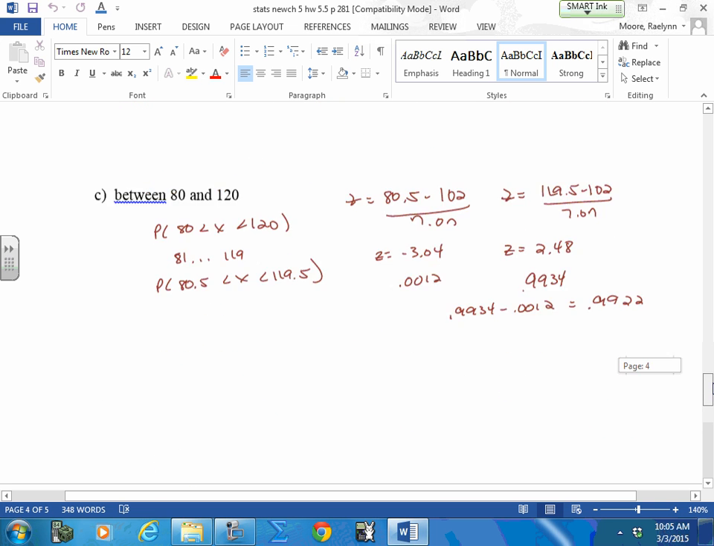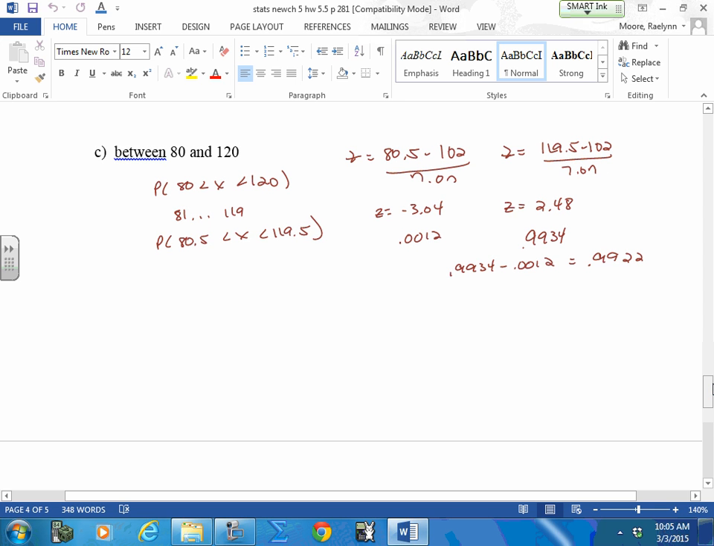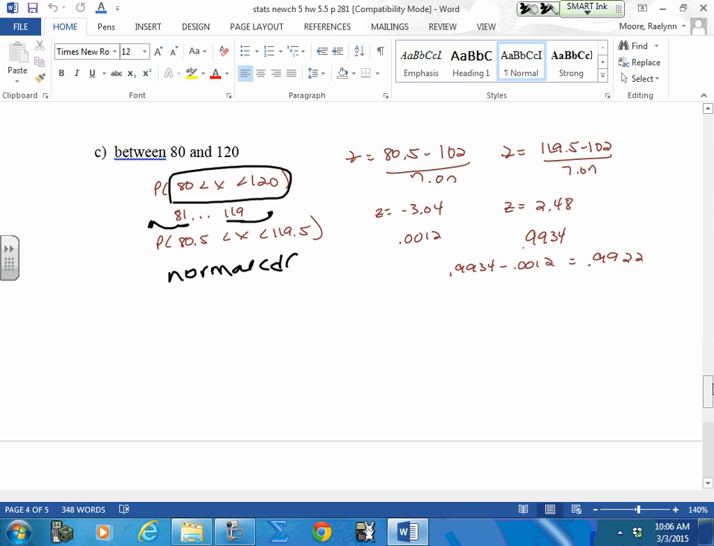Here's the one I was getting to, guys. Between 80 and 120, but they didn't say inclusive. So when you make your statement, here's your statement. It's not including those numbers. So I can't use 80. I have to use 81. I can't use 120. I have to stop at 119. So this one you drop down. This one you raise up. So again, a normal CDF works really nice with this one. Try it. If you don't ever use it, try it.